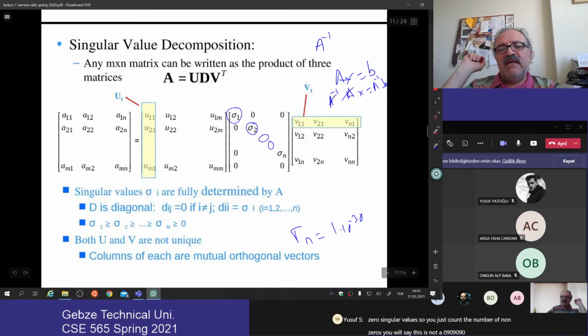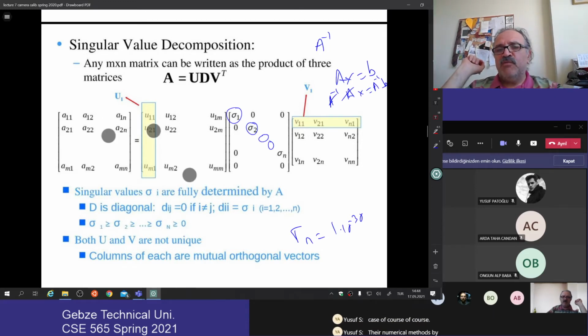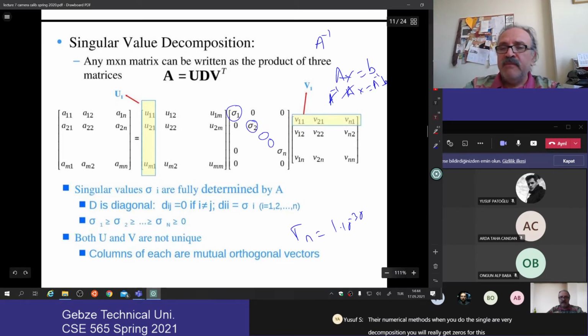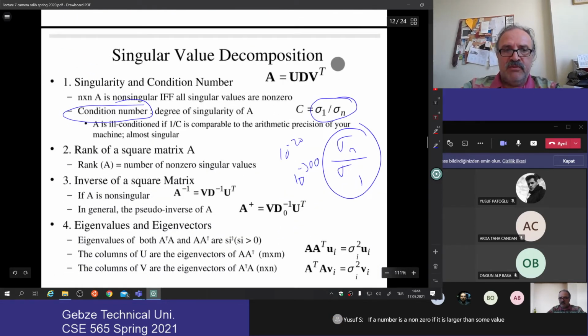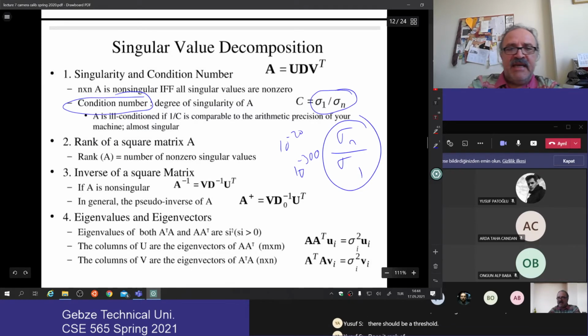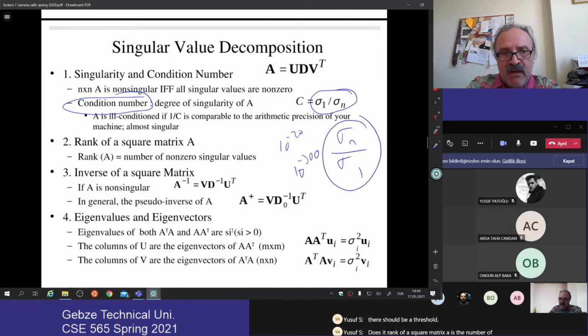Okay, I have 7 non-zero numbers in this diagonal, and my rank is 7 in that case. Of course, with numerical methods, when you do the singular value decomposition, you will rarely get zeros for all of these diagonals. Some of them will be very close to 0. In that case, I should use some kind of a threshold: if a number is larger than some value, it is non-zero. That's the rank of a square matrix A, the number of non-zero values.